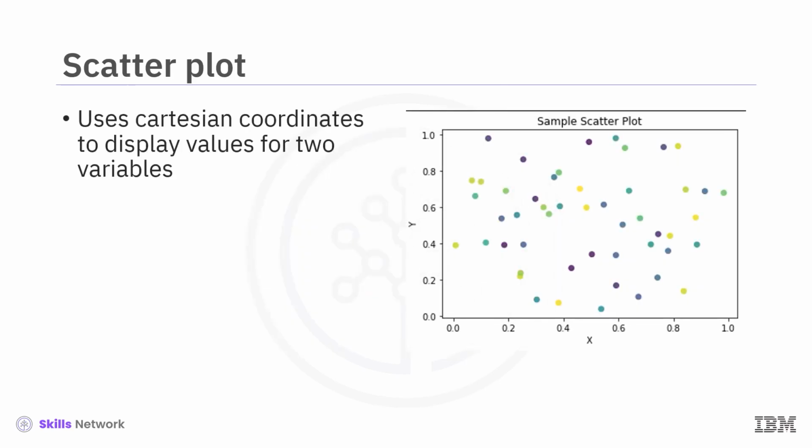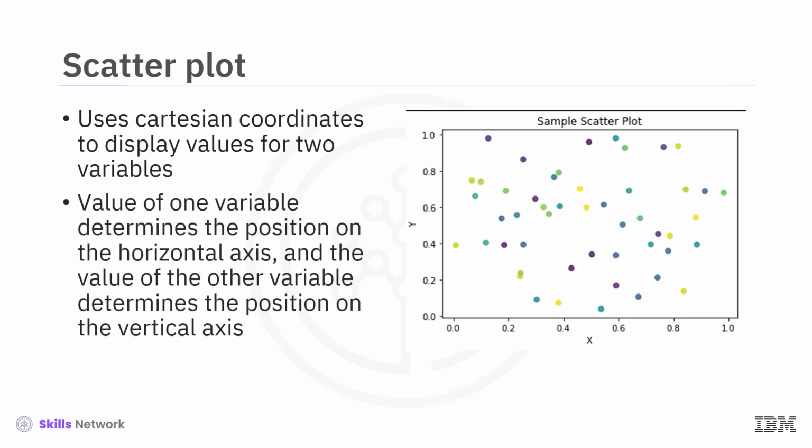A scatter plot is a type of plot that presents values for two variables for a set of data using Cartesian coordinates. The data points are displayed as a collection of points where one variable's value determines the position on the horizontal axis and the other variable's value determines the position on the vertical axis.